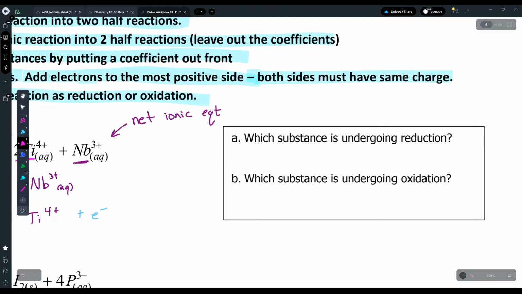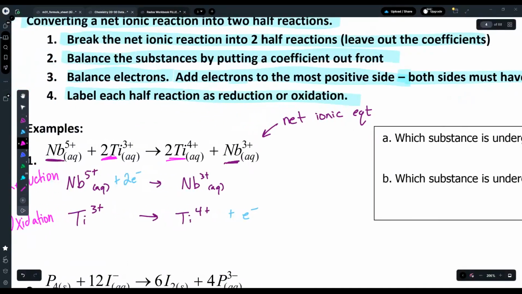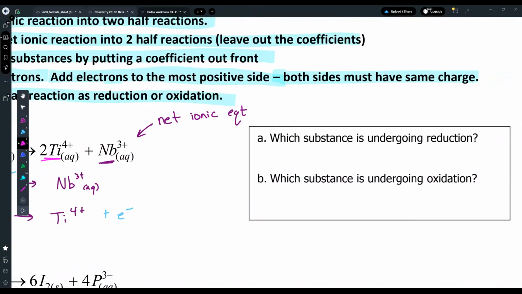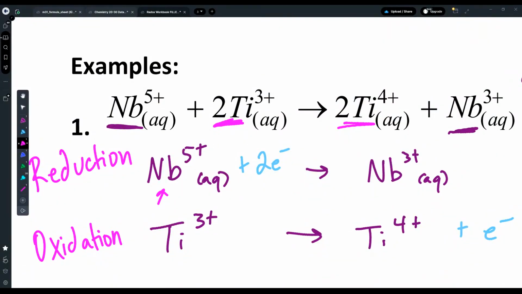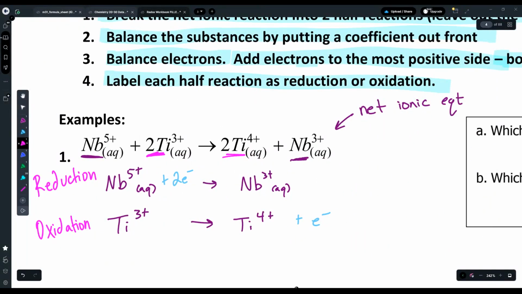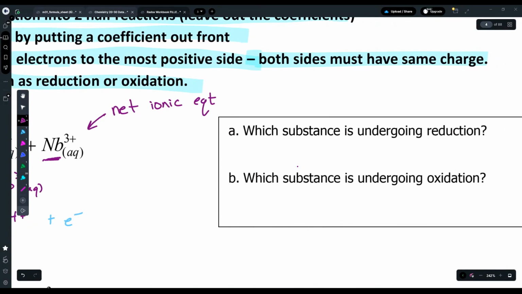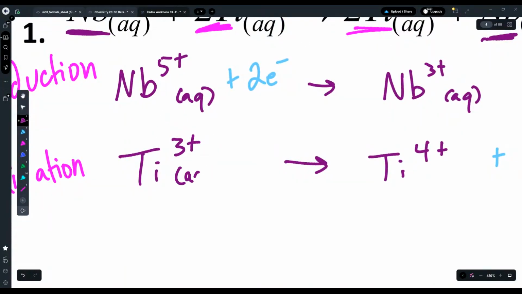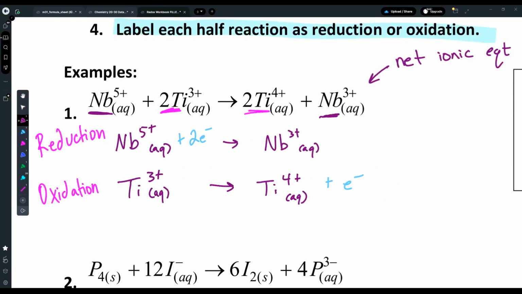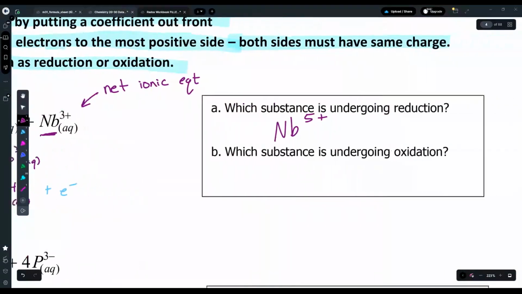Okay, so which substance is undergoing reduction? That's basically just asking, which substance is gaining those electrons? Well, niobium 5+ gained those 2 electrons here. So that's what I'm going to say. And you know what I didn't write? I didn't write my states here, so let's add that in. Okay, so always remember your states. Always write states when you're writing chemical reactions here.